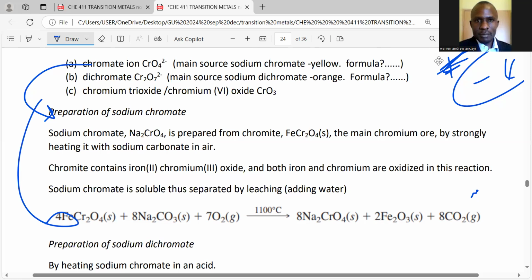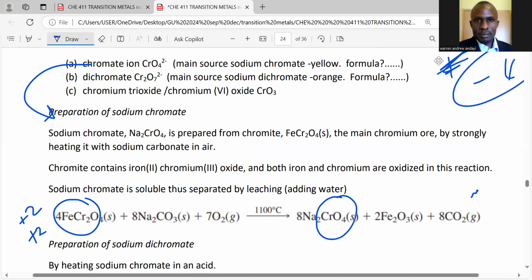In this case, we are told that during this reaction, chromite contains iron 2 and iron 3, and both iron and chromium are oxidized in this reaction. So again, if you follow the oxidation steps, this is iron 2, and chromium in that compound, if you calculate the oxidation state of chromium here, you'll find it is 3. We know that from high school how to calculate. And the one for iron here will also be +3. And that's why you are saying there is that oxidation.